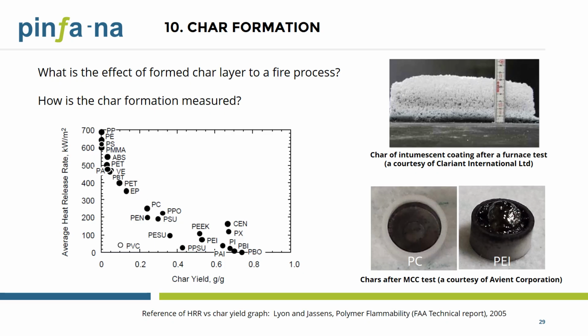A correlation between the heat release rates and char yield of a few thermoplastic polymers is shown here. As you see, the high-performance polymers such as PESU, PEI, and PEK with a highly aromatic backbone structure show high char yields and very low average heat release rates. On the other side, polyolefin resins and acrylic resins with aliphatic hydrocarbon backbones burn very cleanly without much char formation in the fire test, but their average heat release rates are very high.